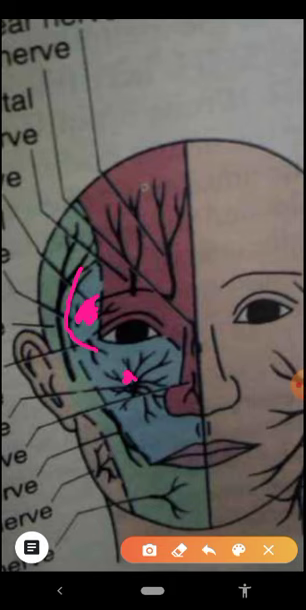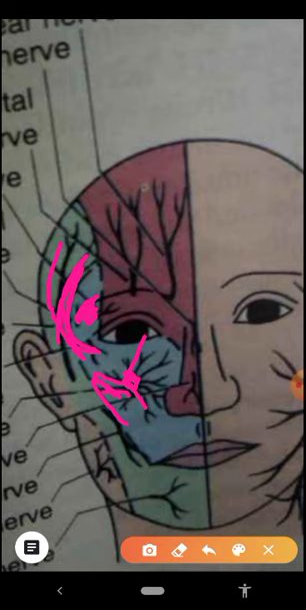Next we have the zygomaticotemporal, which is coming out through the temporal fascia and it is supplying the temporal part. And then we have the zygomaticofacial. Zygomaticofacial is supplying the cheek area. This is the cheek area, so it is supplied by the zygomaticofacial. So these are the three branches of the maxillary.